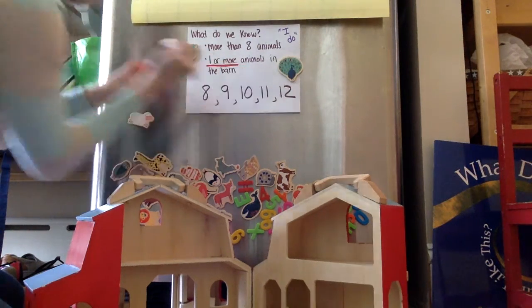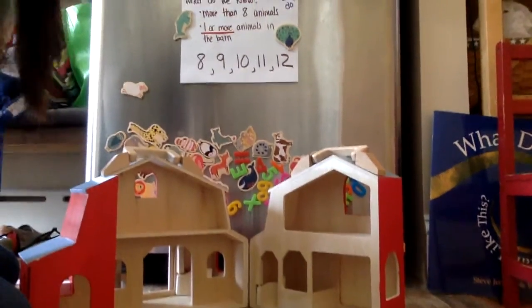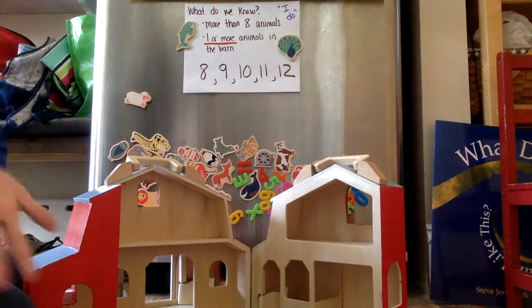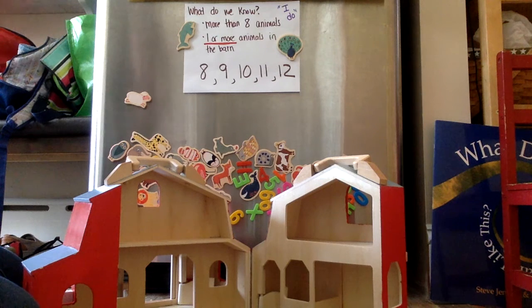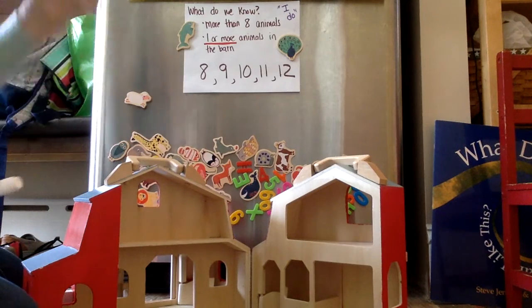1 or more. Now you're saying, well, Mrs. Hill, I don't see any animals in the barn right now. Well, that's because I didn't put them in there, because if I put them in there, you'd just be able to count them and see how many there were. So we want to see how many different possible answers there are to this question. We want to know how many total animals there are. There's 8 outside and there's 1 or more in the barn.